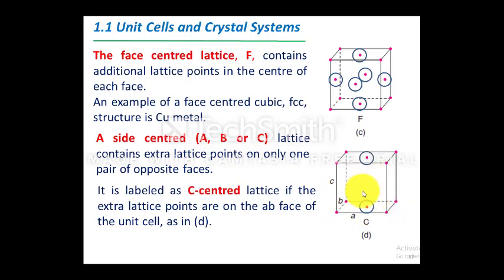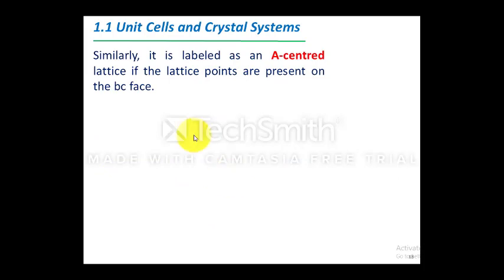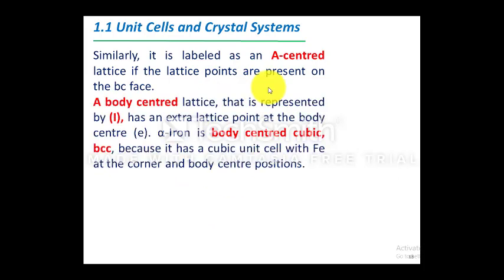If the two lattice points are present on one pair of opposite faces, which are AB faces, then it is labeled as C-centered. Similarly, it is labeled as A-centered if the lattice points are present on the BC face. It is labeled as B-centered if the lattice points are present on the AC face.